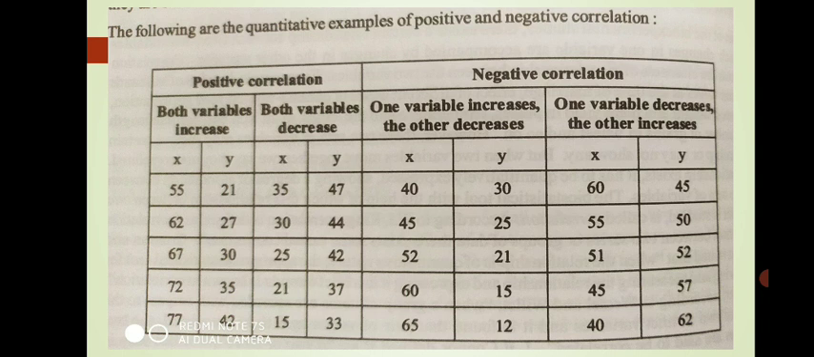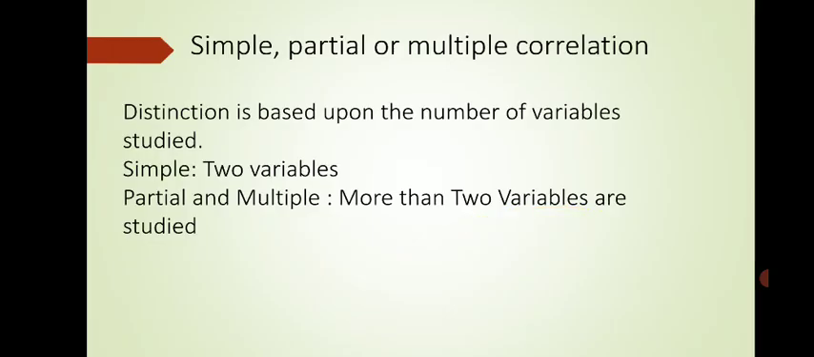In the last column, or second case, one variable decreases and the other increases. Here the values of the x variable decrease, and in the y column, the values are continuously increasing. So this is how positive and negative correlation are explained or illustrated by means of numerical values or figures. Then the next type is simple, partial or multiple correlation.